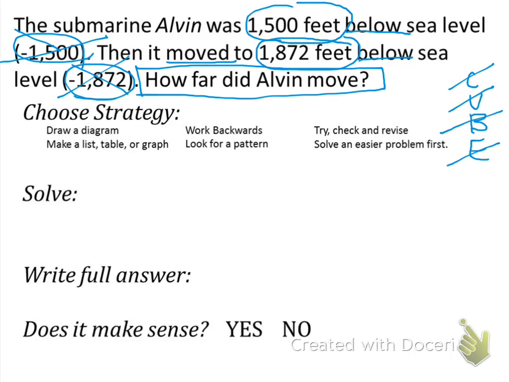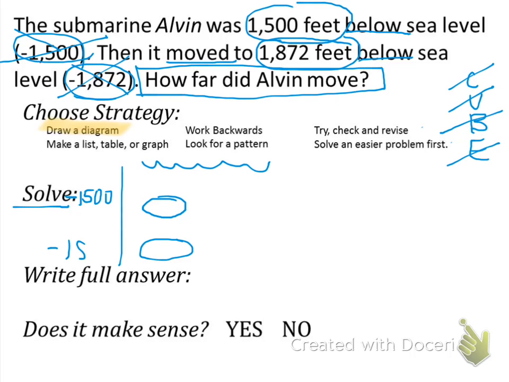All right, next, choose a strategy. Draw a diagram, make a list table, work backwards, look for a pattern, try, check, and revise, or solve an easier problem first. I am actually going to draw a diagram. I think it really helps for these. So I'm going to start solving it and drawing my diagram. Here's my C. Here's Alvin in the submarine. He was at 1,500 feet, so that's a negative 1,500. And then he moved down here to negative 1,872 feet.